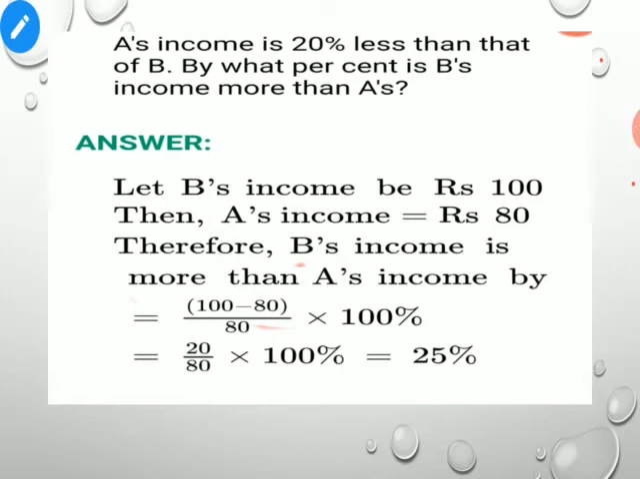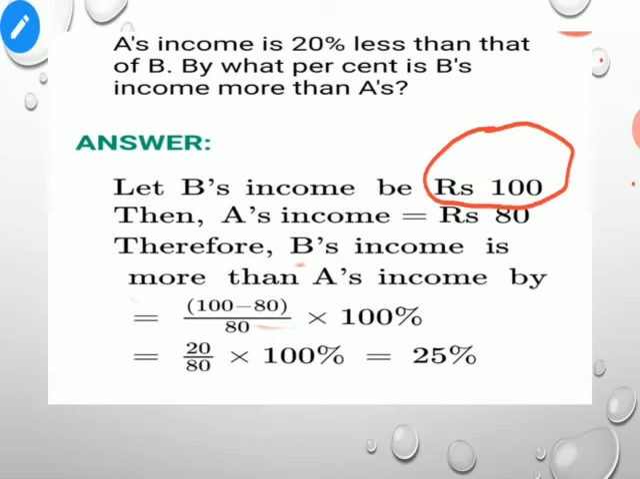Now the next question is, A's income is 20% less than that of B. So by what percent is B's income more than A's? So in the question it is saying that A's income is 20% less than that of B. So let us consider B's income be rupees 100. So consider B's income as rupees 100.